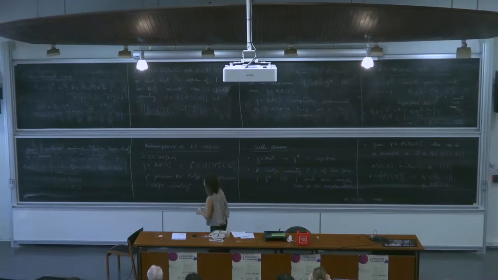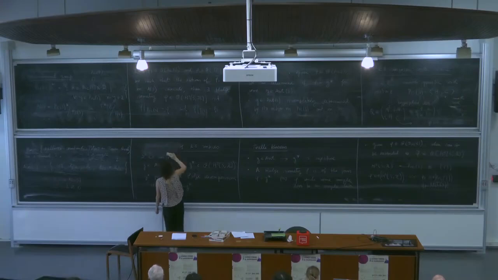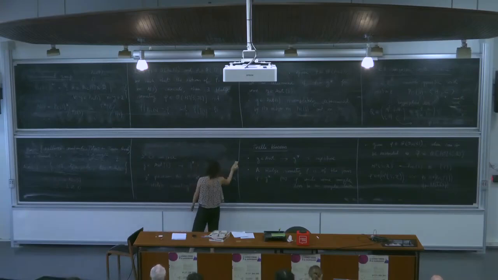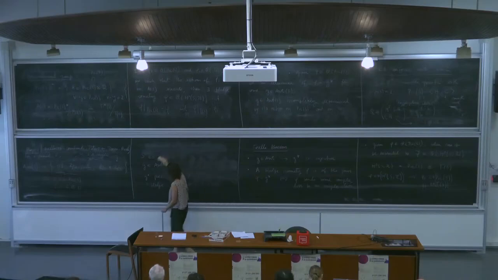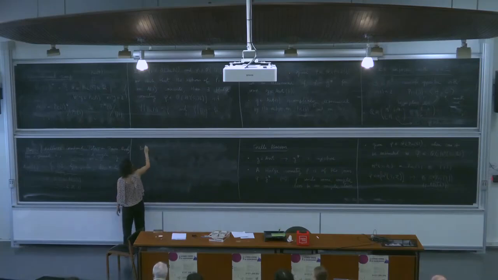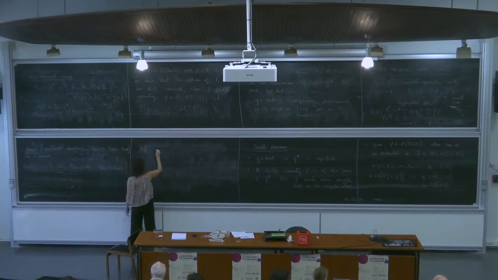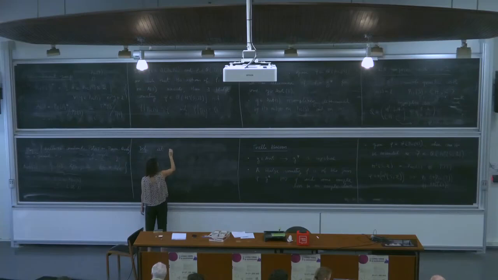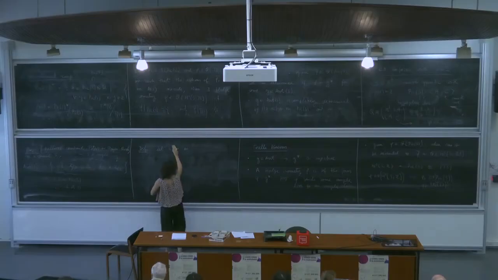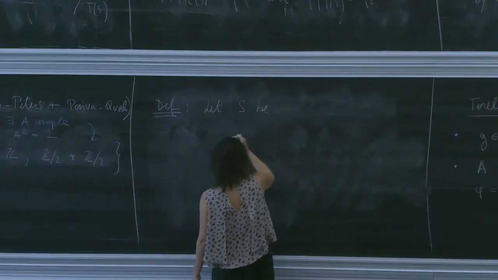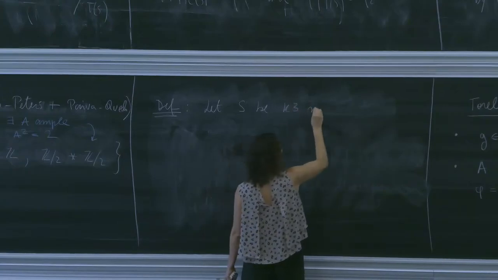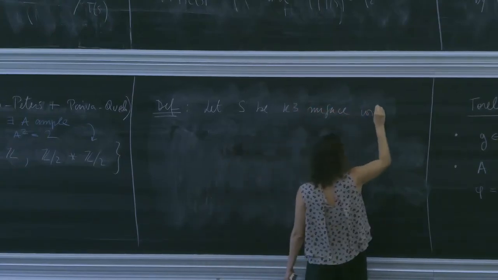Okay, so now I want to explain how we check the existence of such classes. And for that, I need to define an invariant of the K3 surface, which we call the discriminant. So the definition: let S be as above, a K3 surface with Picard rank 2.